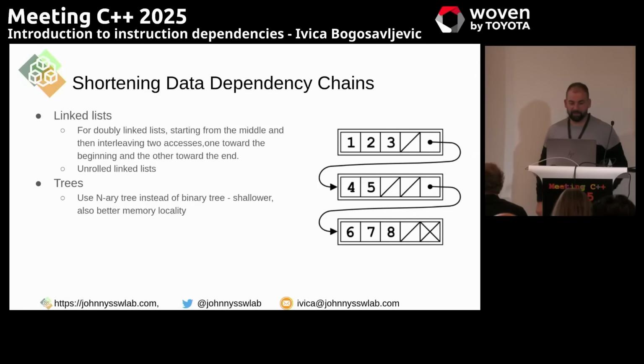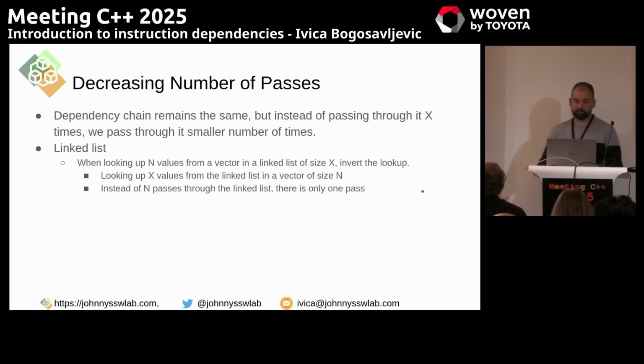Yeah. So here is an example of a linked list which has a total of 4 values in a single node, and you see here that inside the node you have really good instruction level parallelism, but when you're jumping over nodes, then it's not that great. Okay, so the next technique is to decrease the number of passes. The dependency chain remains the same, but instead of passing through it x times, we pass through it a smaller number of times.